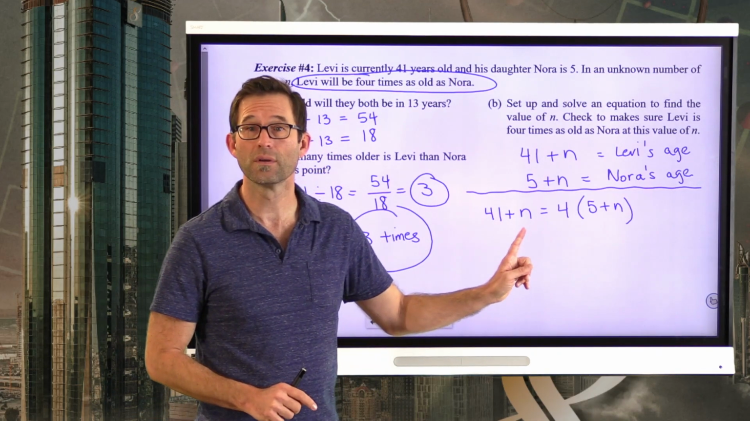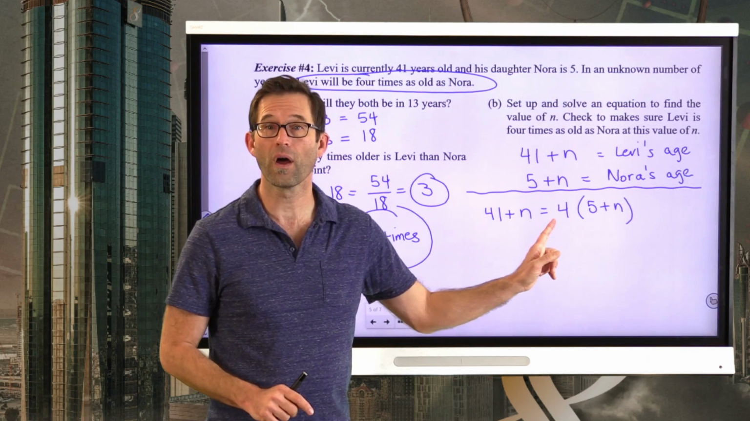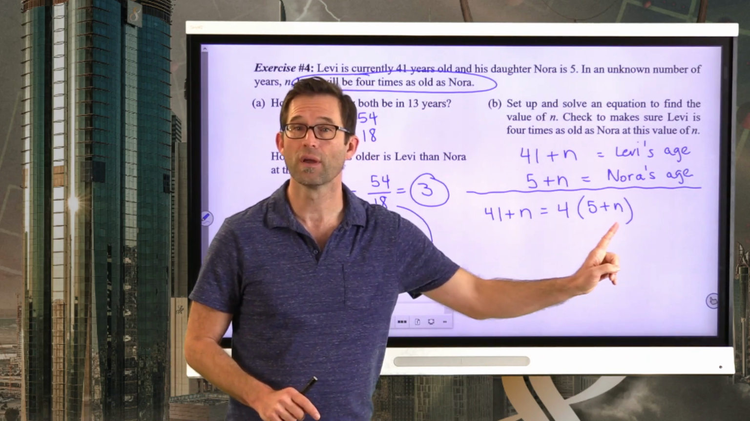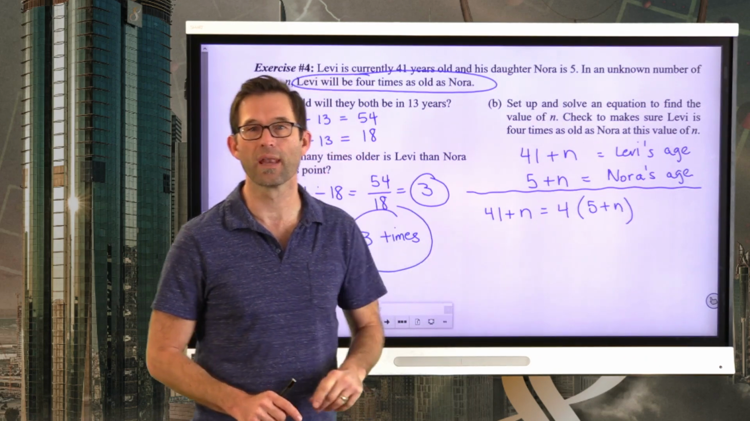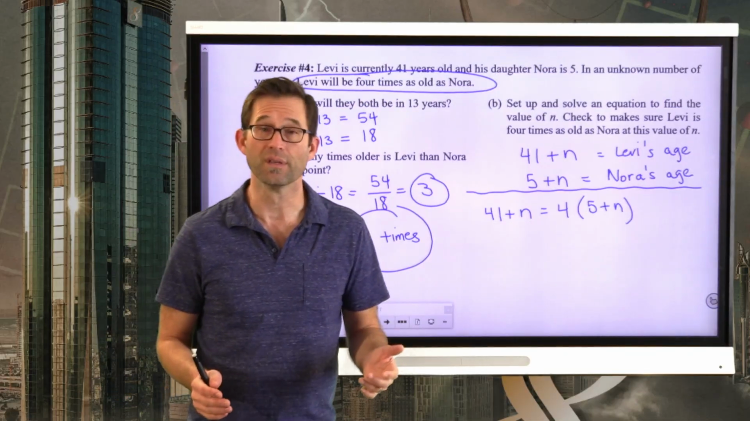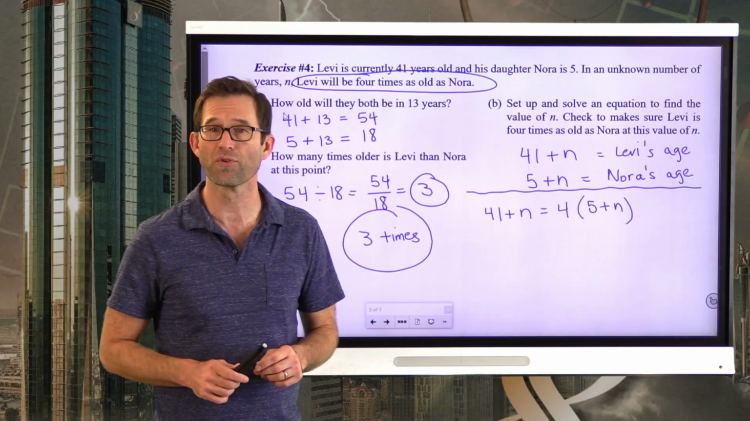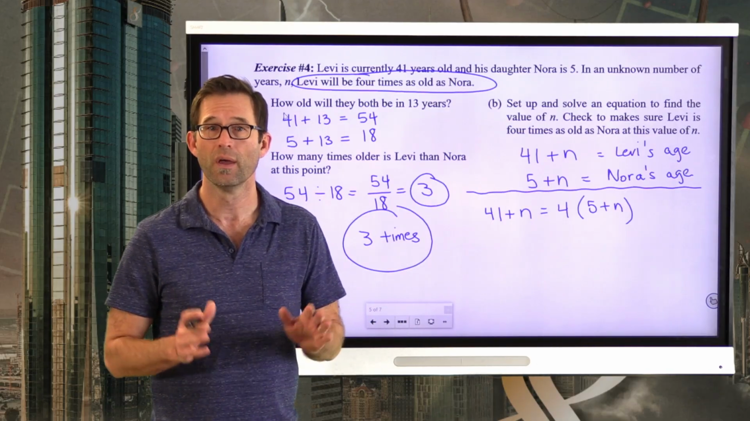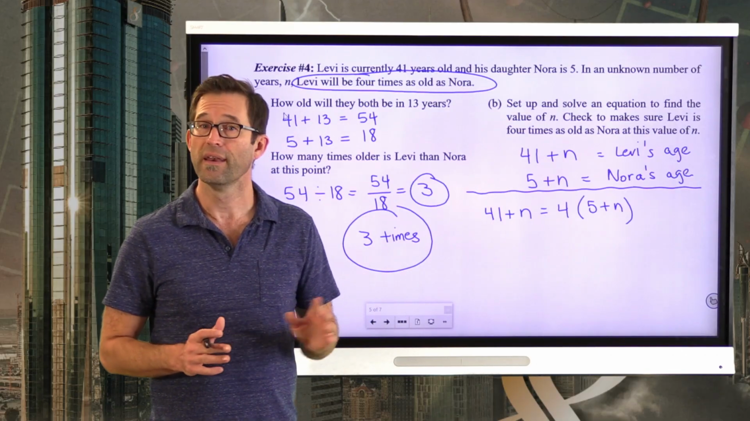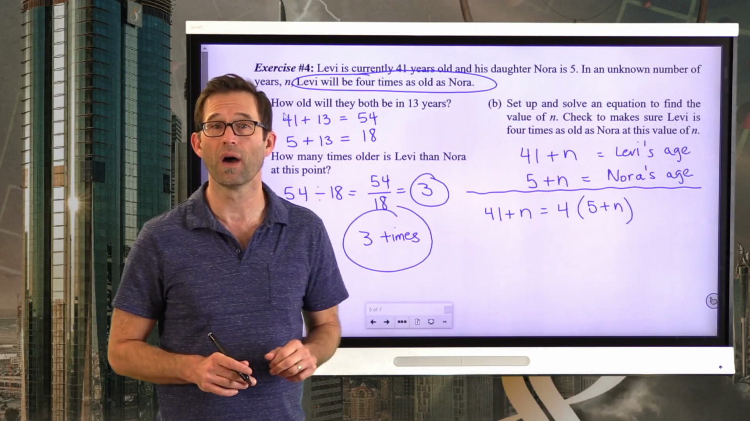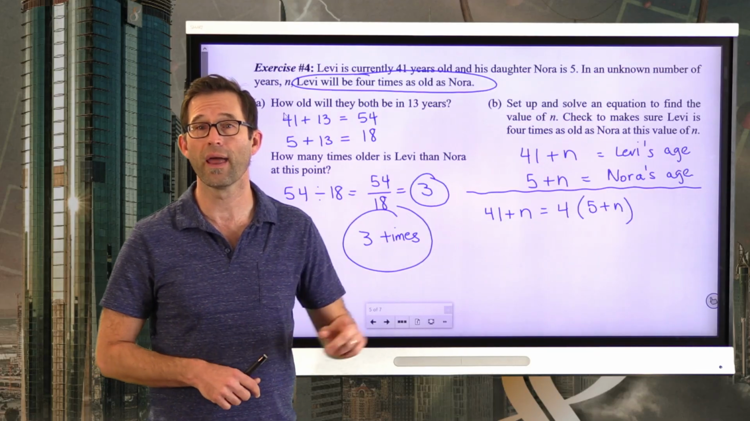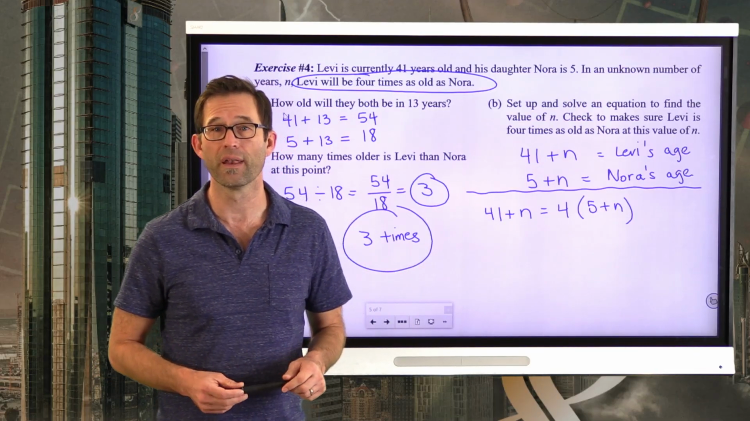Levi's age is 4 times Nora's age. And boy, are those parentheses again important. Without those parentheses, it would look very strange, number one, and it would also mean that we wouldn't be multiplying all of Nora's age by the number 4. Now, solving this equation shouldn't be too tough. So I'd like you to pause the video right now and try to figure out the value of n.